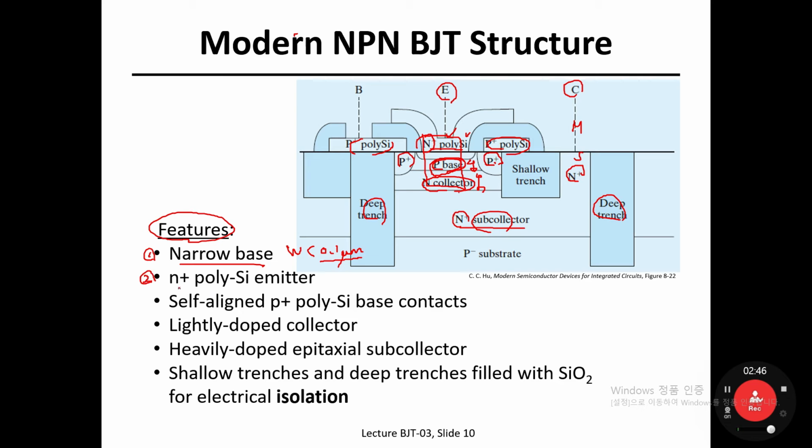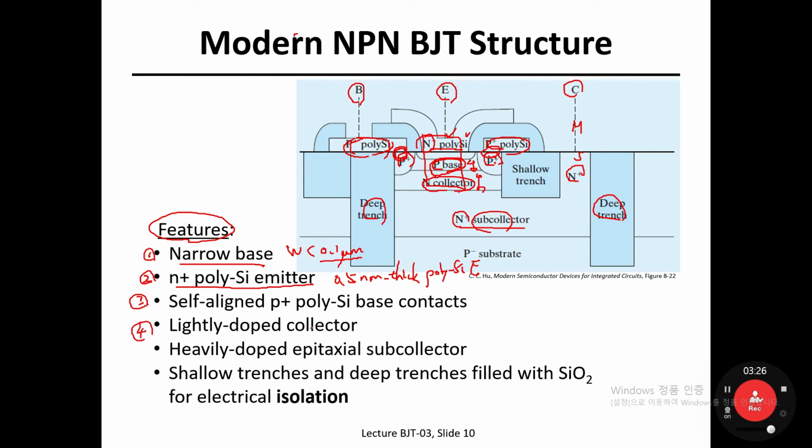Number two is the N plus polysilicon emitter instead of a crystalline silicon emitter. We will study the technical advantage of using it soon, but here I would like to give you the number. A 0.5 nanometer thick polysilicon emitter has been widely used. Number three is a self-aligned P plus polysilicon base contact. So here, the P plus polysilicon base contact has been formed. Can you see that here? Yes, the self-aligned structure has been well developed.